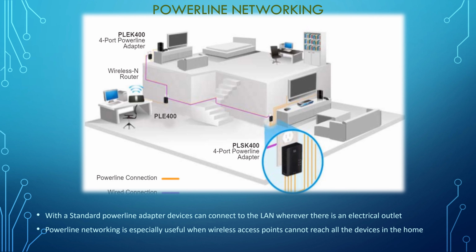Powerline networking is especially useful when wireless access points cannot reach all the devices in the home. Powerline networking is not a substitute for dedicated cabling in data networks. However, it is an alternative when data network cable or wireless communication are not possible or effective.